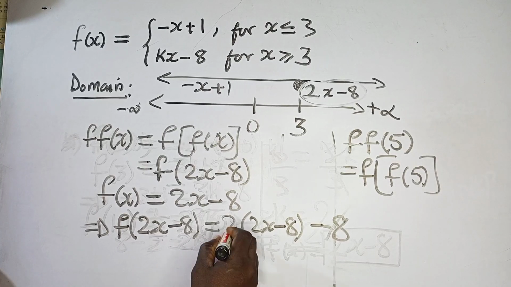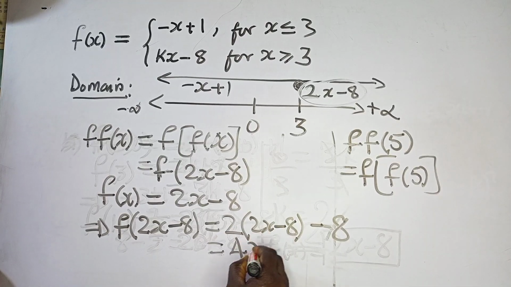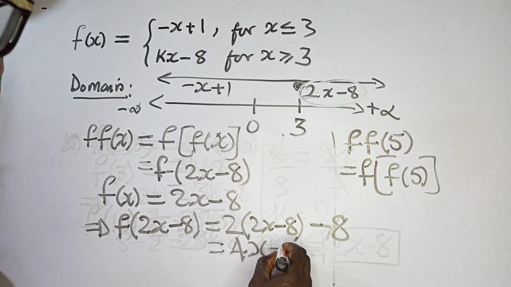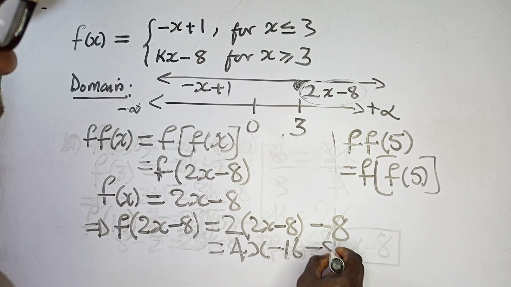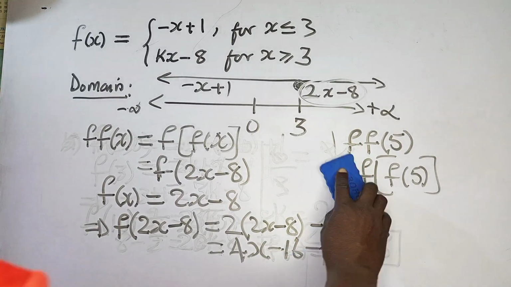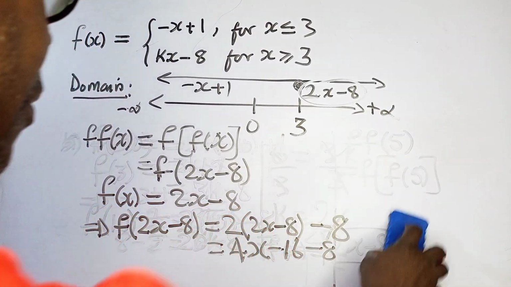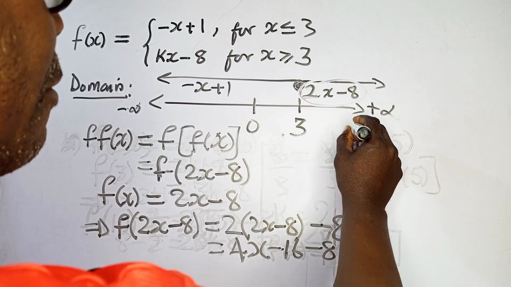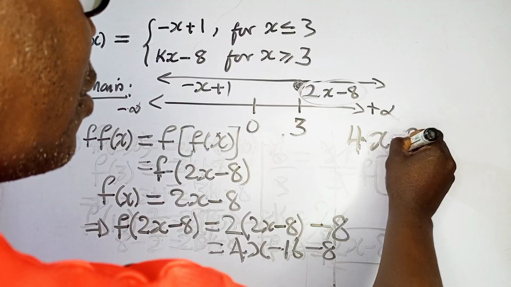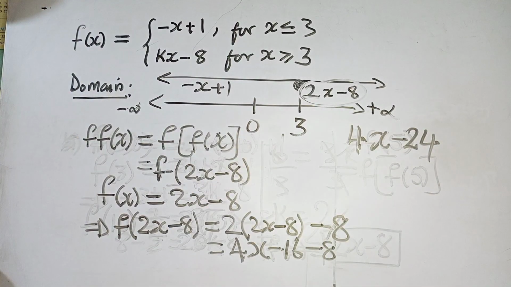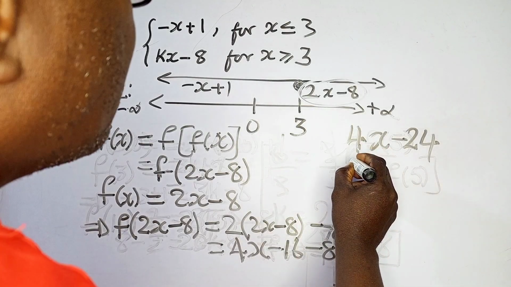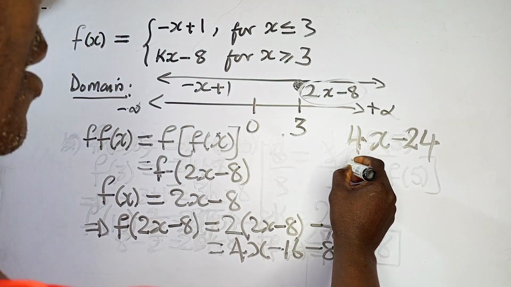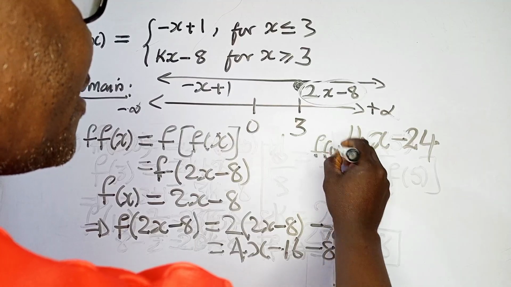Now open the parentheses. 2 multiplied by 2x gives you 4x. 2 multiplied by negative 8 gives you negative 16. And then minus 8. All right, negative 16 minus 8 is going to give you negative 24. So we have 4x minus 24. This, therefore, is the expression for f of f of x.